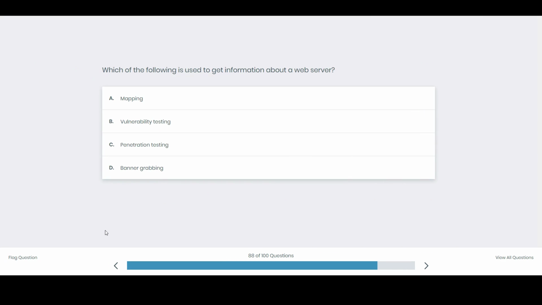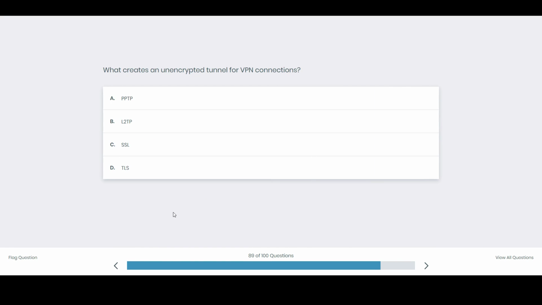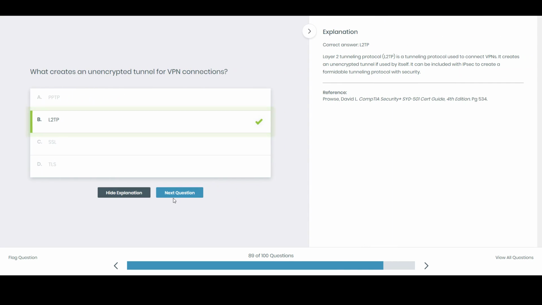Okay. Which of the following is used to get information about a web server? Banner grabbing? Yeah, banner grabbing. This is the technique used to find information about a web server. Okay, gotcha. What creates an encrypted tunnel for a VPN connection? What about this one, TLS, SSL? L2TP? I think L2TP. Yes, L2TP. Tunnel protocol. This tunnel protocol is used for the VPN connection.